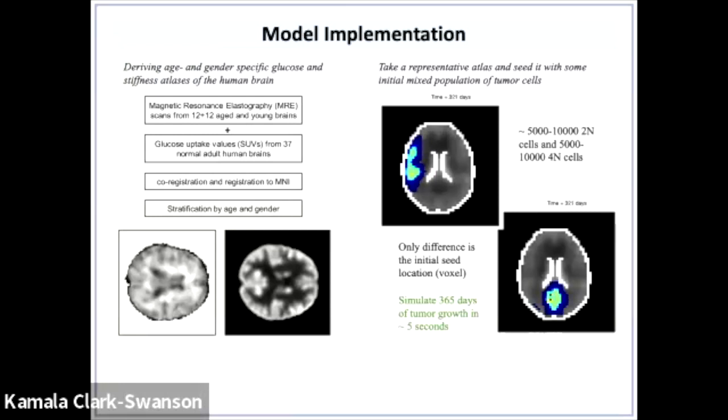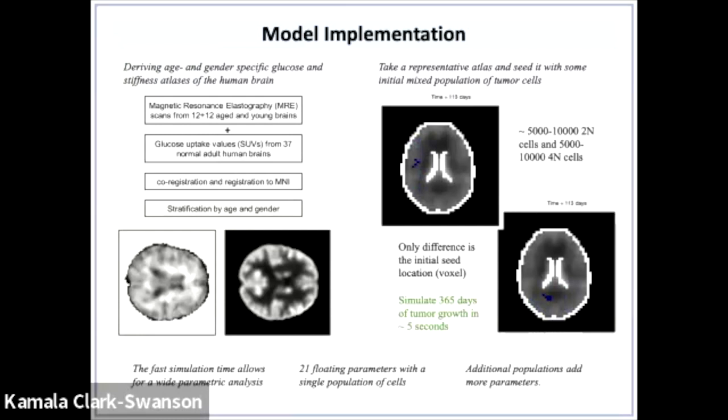The cool part about the implementation was that you could simulate 365 days of tumor growth in less than 5 seconds. You hit run, take a yawn, and it's done. That was pretty cool and useful. Obviously, the model is complex. There are a lot of things we added just for fun because we could, so a lot of parameters, and we'll talk about the parameters in a bit. If you add more ploidy and more cell populations, then you can add more parameters.